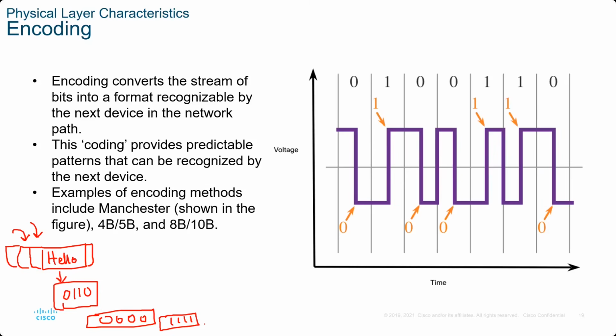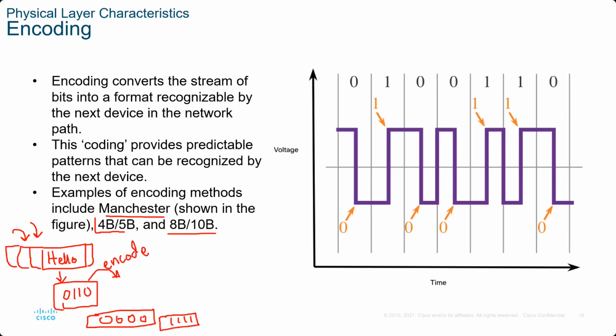So we need some sort of mechanism in the bits, and that's why we have different encoding schemes, methods like Manchester or 4B/5B, 8B/10B, which means that before sending this data, convert it or encode it. This is what we call encoding. Encode it into some other sort of mechanism.